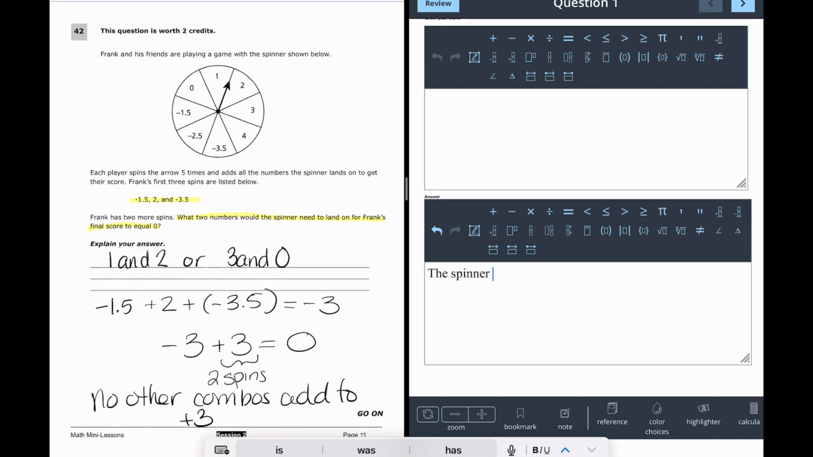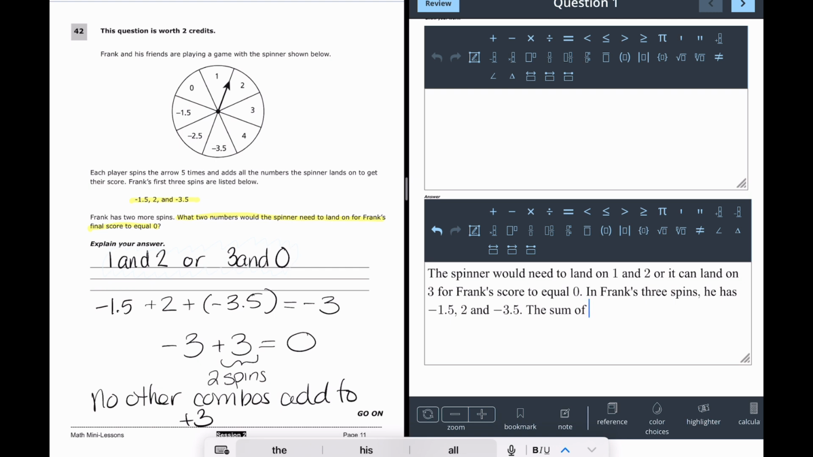The spinner would need to land on 1 and 2, or it can land on 3 and 0 for Frank's score to equal 0. In Frank's 3 spins, he has negative 1.5, 2, and negative 3.5.